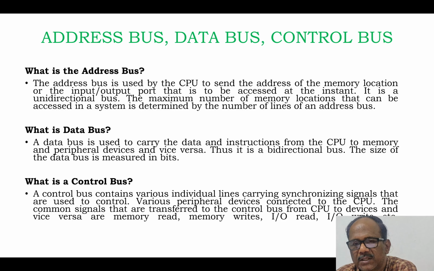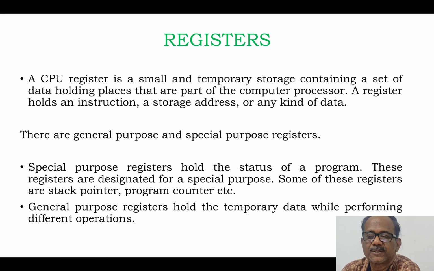And the control bus is going to synchronize operations between memory, CPU and other peripherals, so such information is passed through the control bus. So these are the important buses. A bus is nothing but a group of conducting lines or wires.